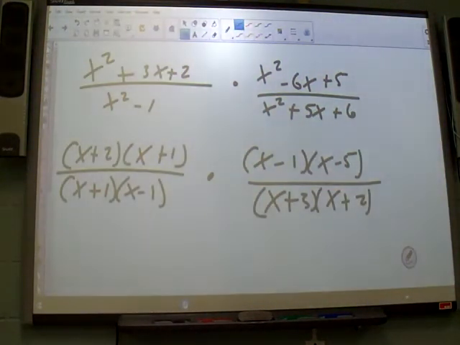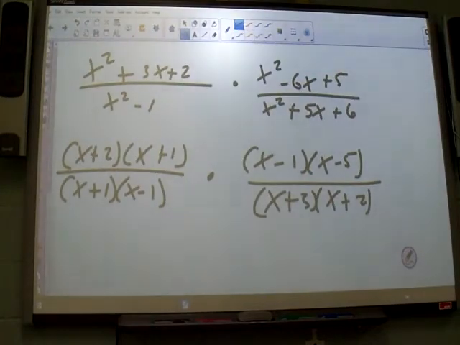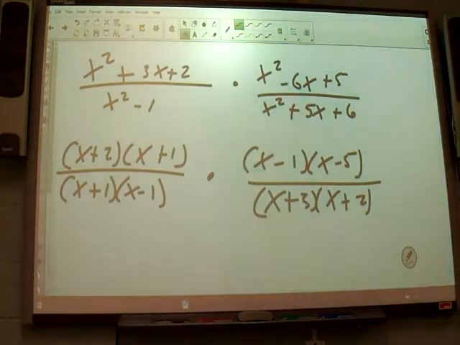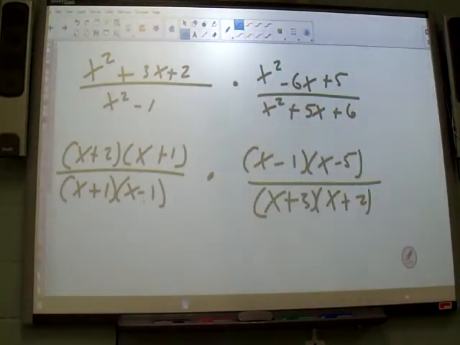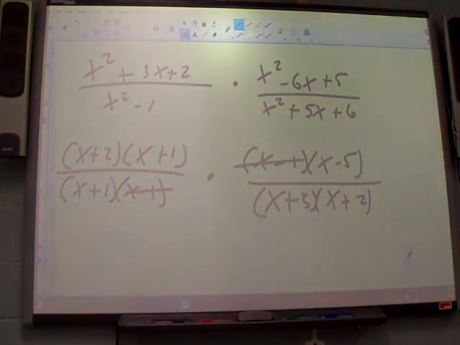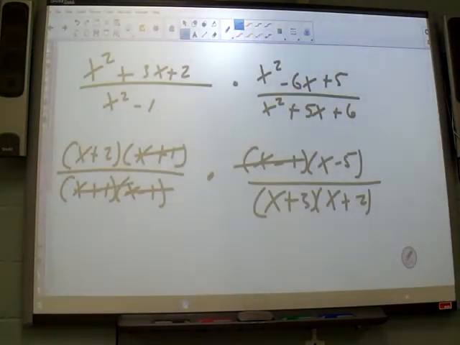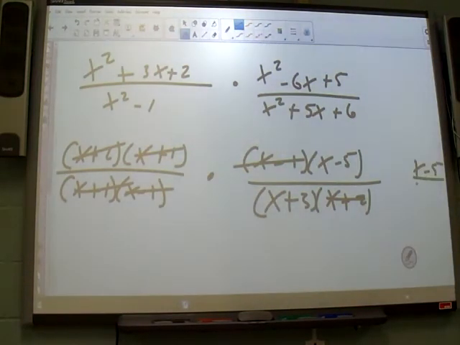Now, anywhere we've got the same binomial on the top and the same binomial on the bottom, it doesn't matter which side, you can get your ninja sword out. You can ninja x minus 1, x plus 1, x plus 2, and you're left with x minus 5 and x plus 3. Yes, sir. That's it. Good job.